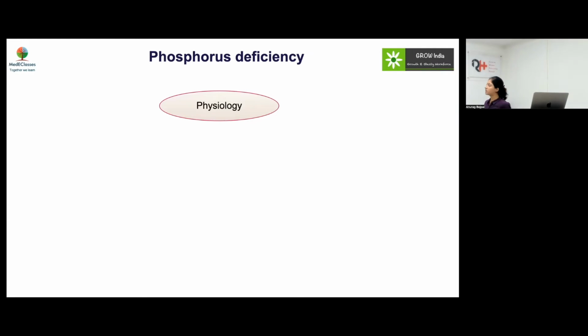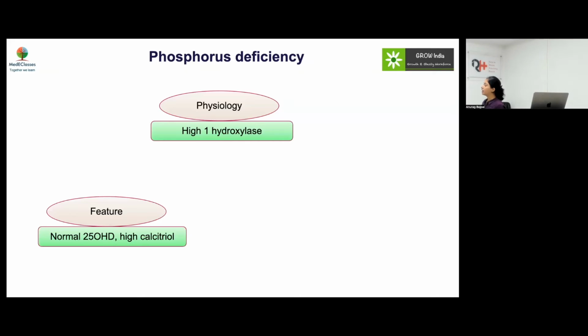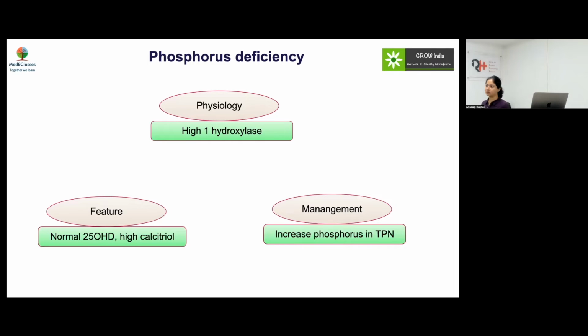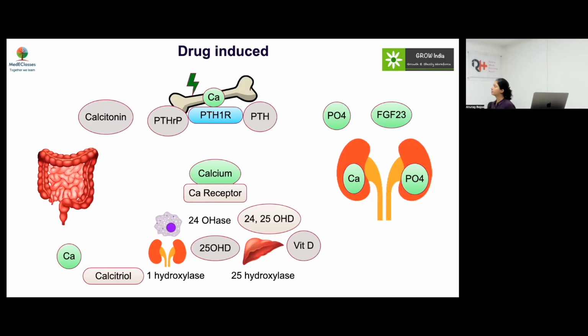Phosphorus deficiency, as we've already seen, is commonly seen in the setting of a preterm neonate on prolonged total parenteral nutrition, in whom we have not been able to establish full feeds. Once we are able to put them on full feeds, the dietary phosphorus is usually adequate to meet the requirements. So in the setting of phosphorus deficiency, there is an increased 1-alpha hydroxylase activity. Classically, these children will have low phosphorus with normal 25 OHD and high calcitriol levels. And management is phosphorus supplementation in TPN.